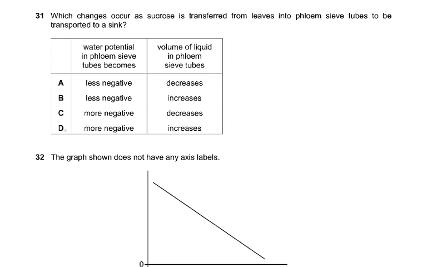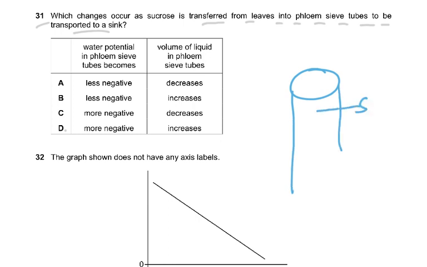Which changes occur as sucrose is transported from leaves into phloem tubes to a sink? Now, what happens to the water potential of the phloem sieve tube? Sucrose will enter the sieve tube, and water will follow. When solute enters, the water potential becomes more negative and more water enters, so the pressure will increase. So the answer is D.